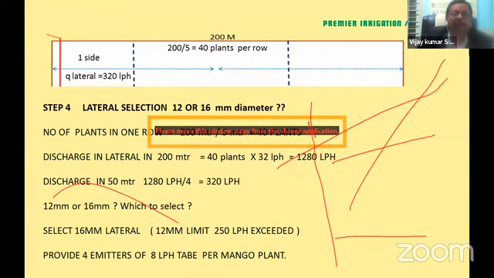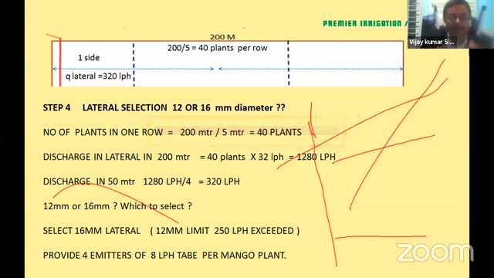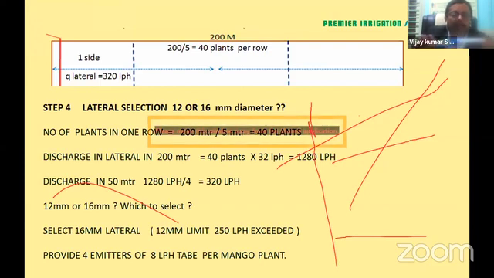In the next step, I need to decide what should be the size of my lateral. So whether I have to go for a 16 mm or whether I have to go for a 12 millimeter. So that is the decision I need to take. And therefore, I will have to calculate the flow in the lateral. To calculate the flow in the lateral, I need to know the length of the tubing from one end to another end. We know it is going to be 200 meters from one end to another end. And 200 meters, how many plants will come? 200 divided by 5 will give me 40 plants per row.